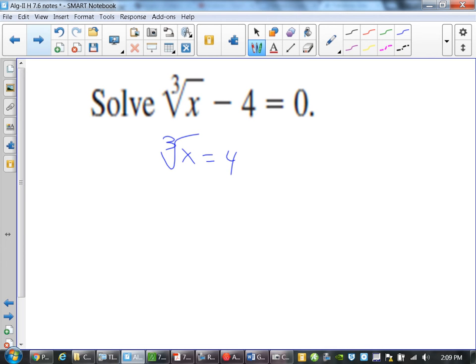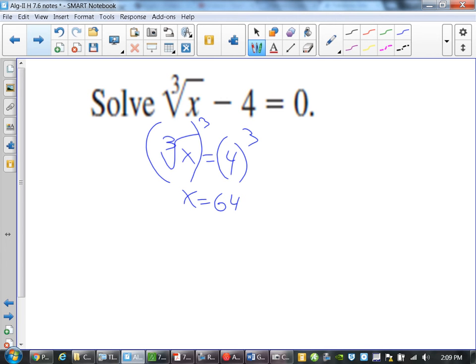How do you undo cubing, or cube rooting? Cube it. You cube it. You get 64. That is ridiculously easy. Could you check your answers to make sure you're correct? Yes. It would be a wise idea because you may or may not wind up with an extraneous solution.